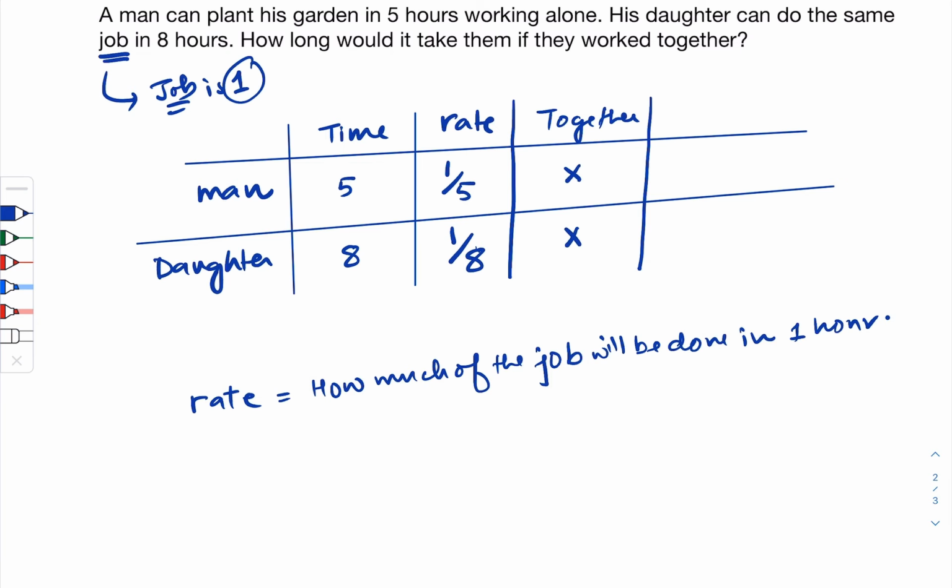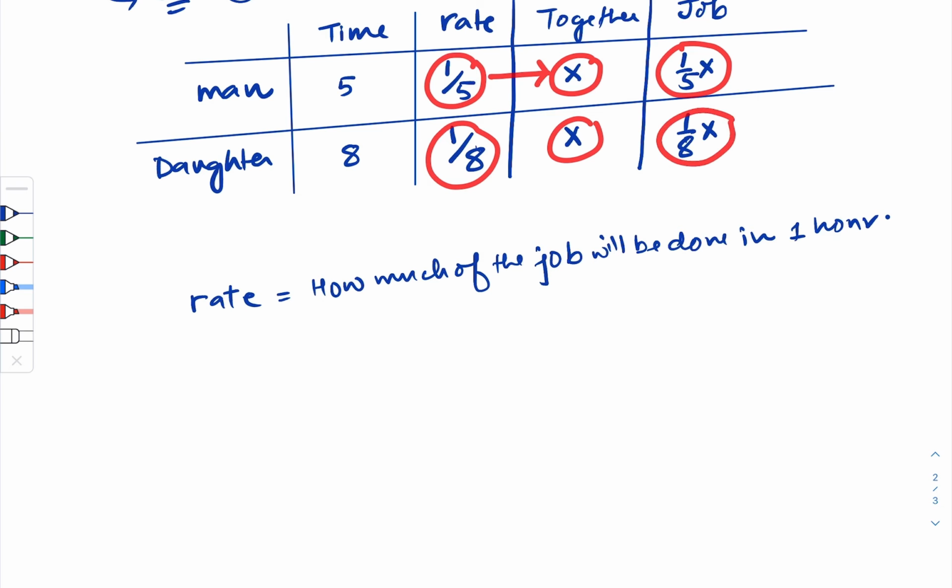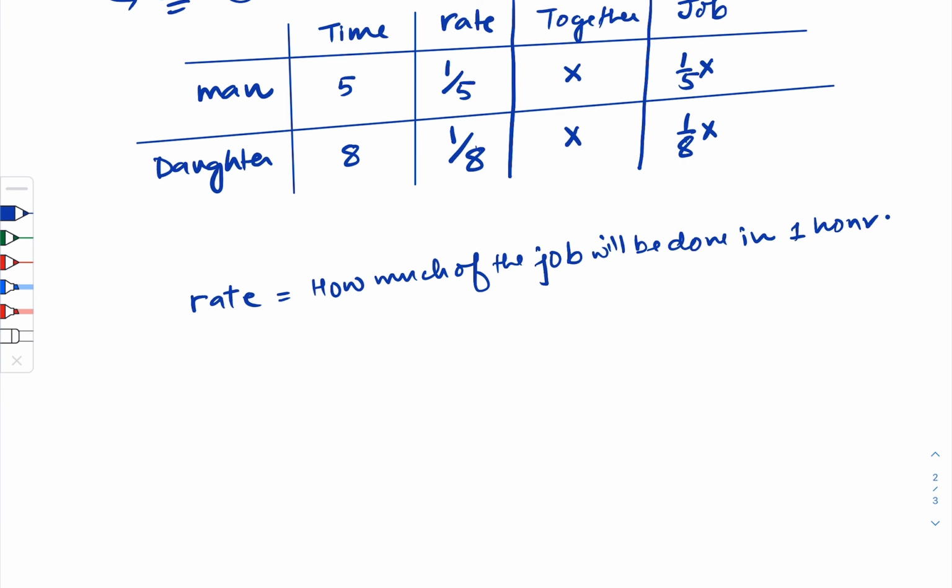So how much of the job is going to be done in those hours by each of them? It's going to be 1/5 for the man times X, and the daughter is going to be doing 1/8 times X. This is the number of hours it takes for both of them to do the job, and because they have different rates, if you multiply the rate with the hours, that tells you how much of the job is done by the man and how much is done by the daughter. So now all we have to do is set this up as an equation to solve for X. That's what we're going to do next.